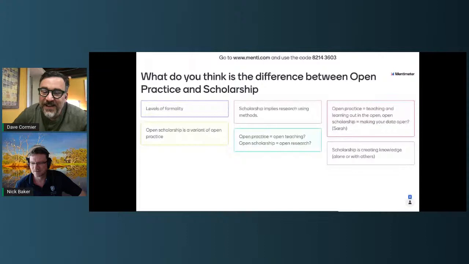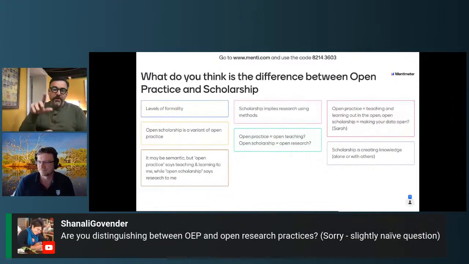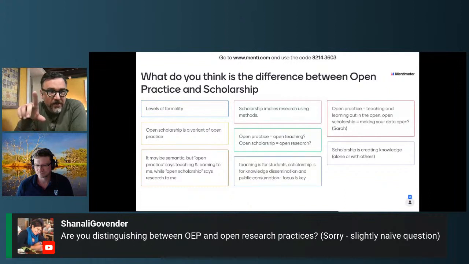Are you distinguishing open educational practices and open research practices? You know, what might be helpful here, because I'm seeing people coming at this from different perspectives, which is really, really useful, because these are exactly the kinds of questions that we're going to get at the tenure and promotion table, right? So these are really great, especially when they're coming in from different places.